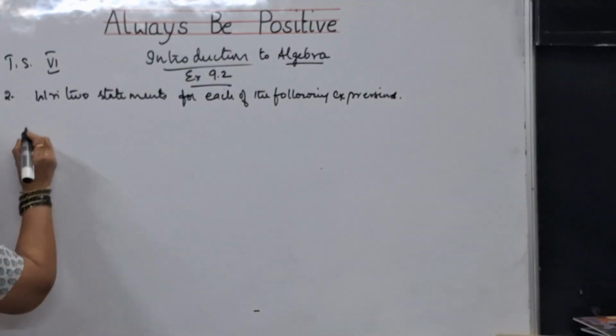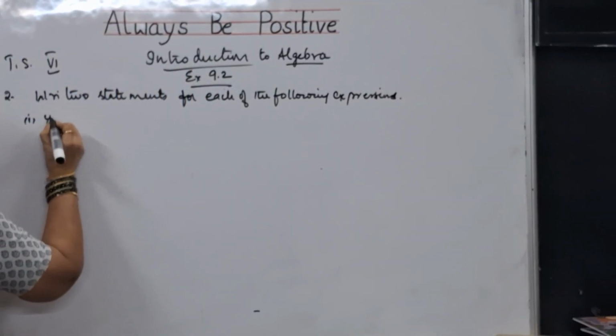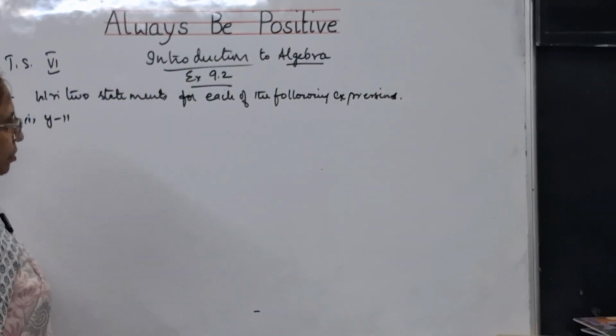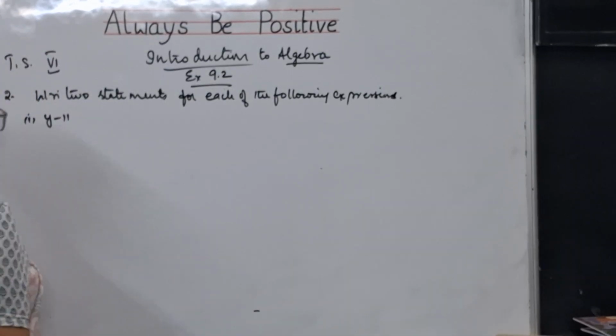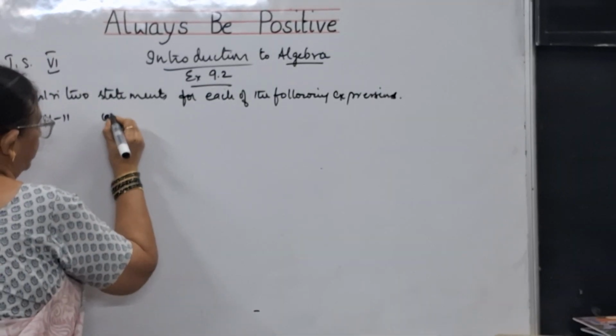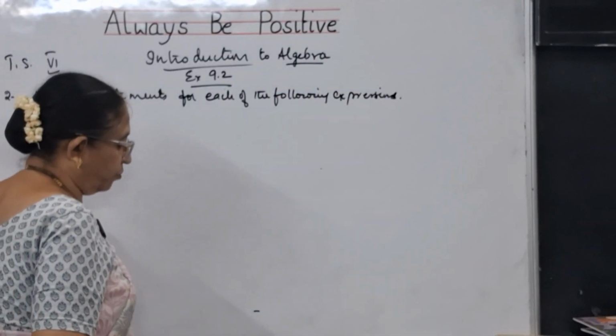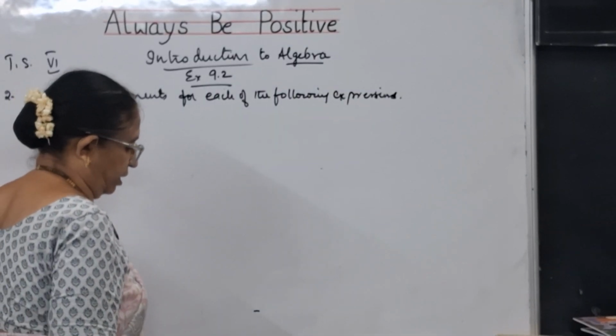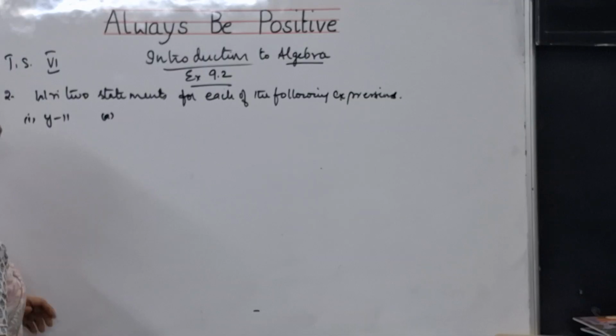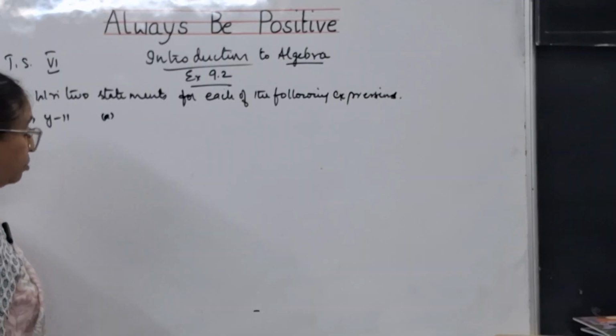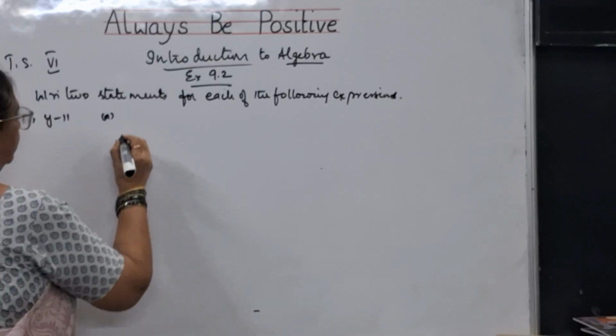First bit, y minus 11. So, for this, two statements I have to write. A and B. I am writing A. Y is y minus 11. What is the expression? Let us take marbles.